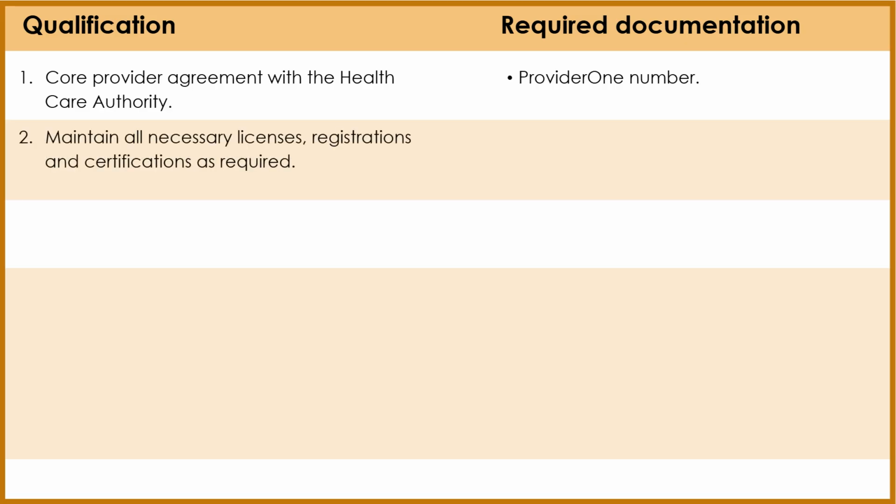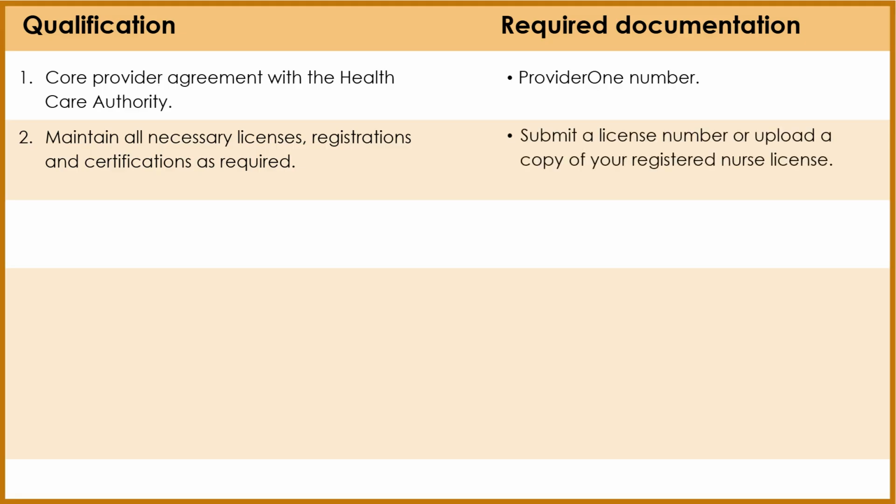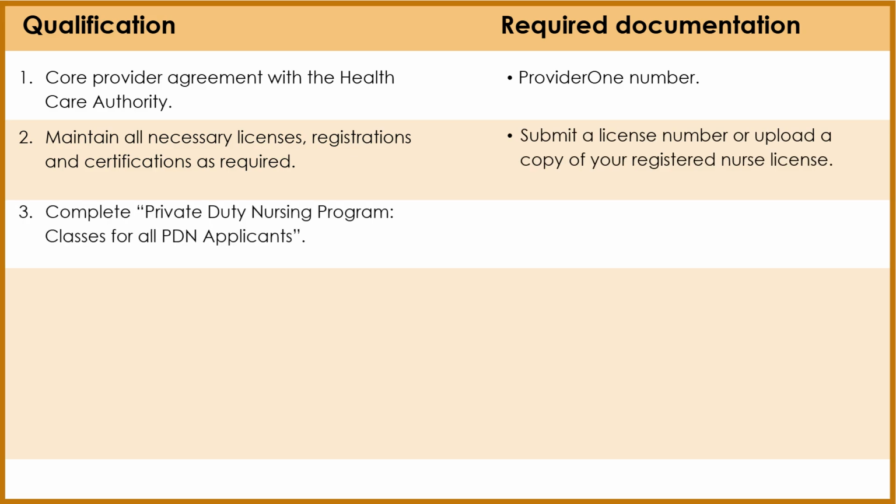2. Maintain all necessary licenses, registrations, certifications as required. You will submit a license number or upload a copy of your registered nurse license. 3. Complete the private duty nursing program classes for all PDN applicants and upload the certificate of completion. These courses are free, virtual, and linked on the DSHS website.